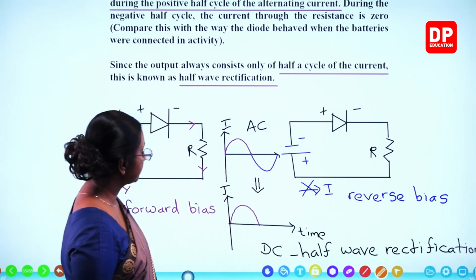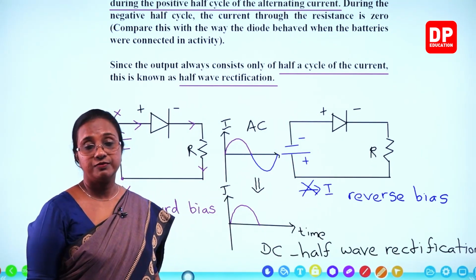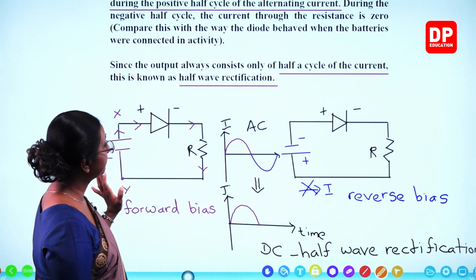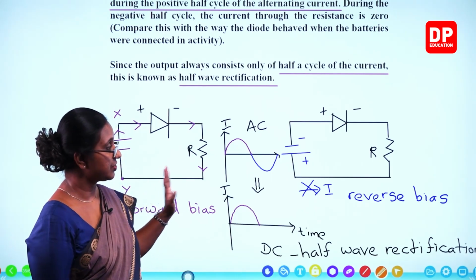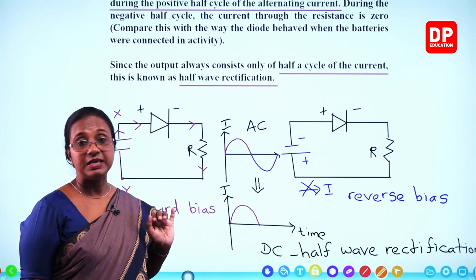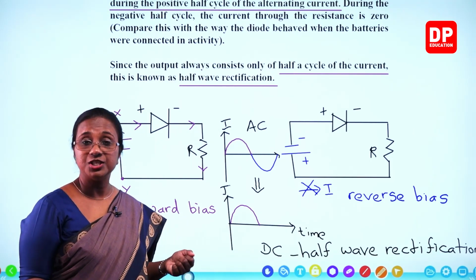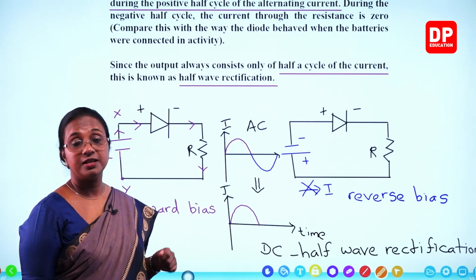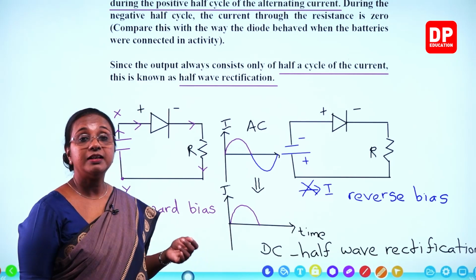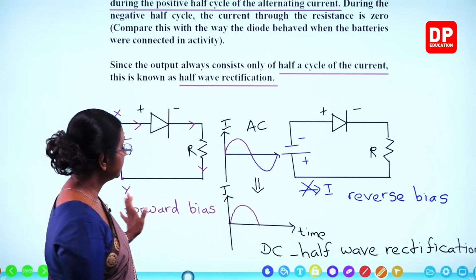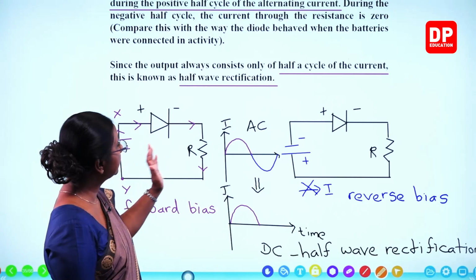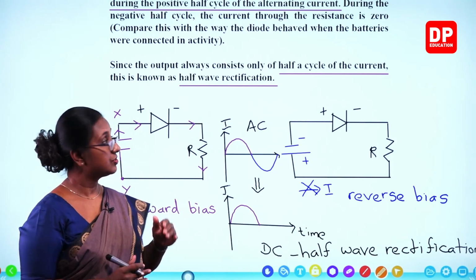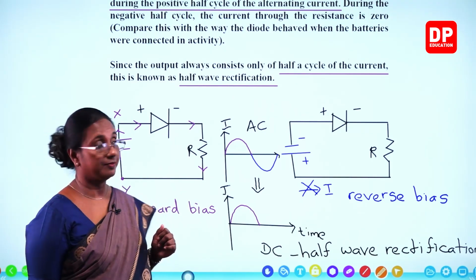So when it is reverse bias, the current does not flow. Is that clear to all students? So this is how we can compare the half wave rectification with the biasing of the PN junction diode. Since the junction diode is used for rectification of current, we also call it the rectifier diode, because it is used to rectify alternating current to direct current. Is that clear, students? So then I will move on to the next slide.